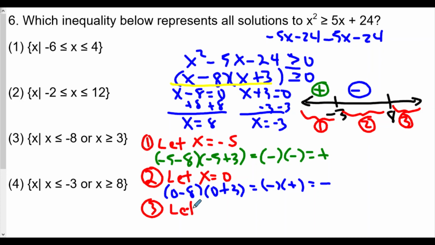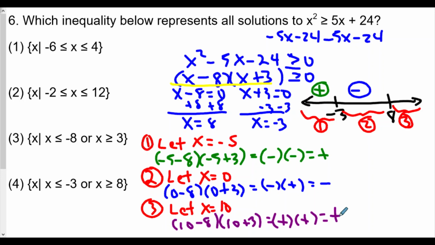So let x equal 10. And so for x equals 10, plug in here, 10 minus 8, and then 10 plus 3. Now 10 minus 8 is equal to positive 2, so it's a positive number. 10 plus 3 is definitely positive 13, so positive. When we multiply positive times positive, you're going to have a positive result here. So we've completed our sign analysis, okay?